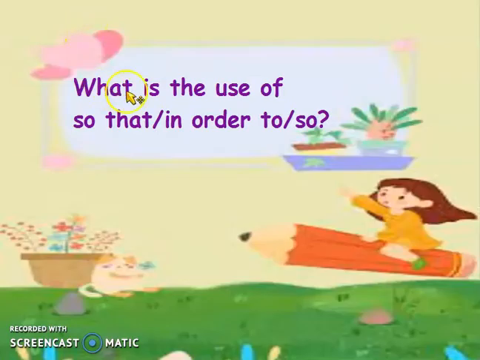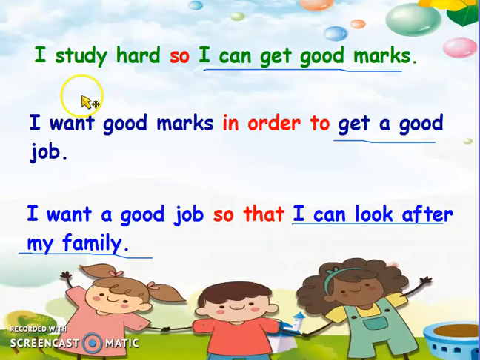First, what is the use of so that, in order to, and so? We will learn the use of these conjunctions. These conjunctions are so that, in order to, and so. Let's read these examples.